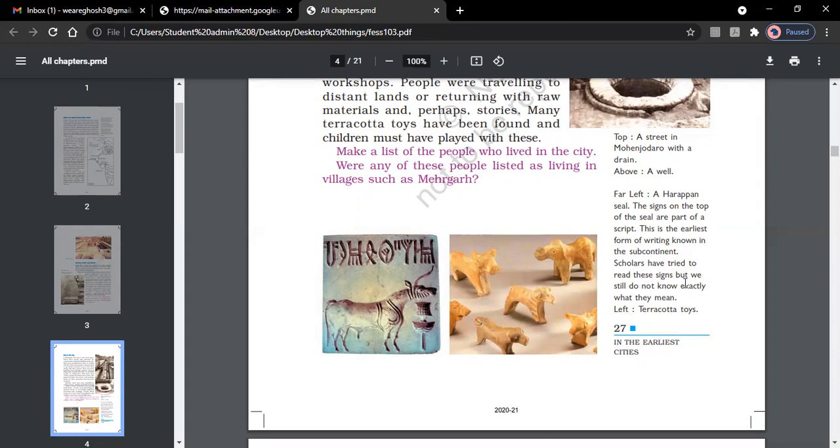What is the picture? This is a Harappan seal. What is the sign? The signs on the top of the seal are part of the script, the earliest form of writing known in the subcontinent. Have the scholars been able to read it? Scholars have tried to read these signs, but we still do not know exactly what they mean. And how were they made? They were made with terracotta, and there are toys too. So again it is very important, and I suggest you tick this picture also.